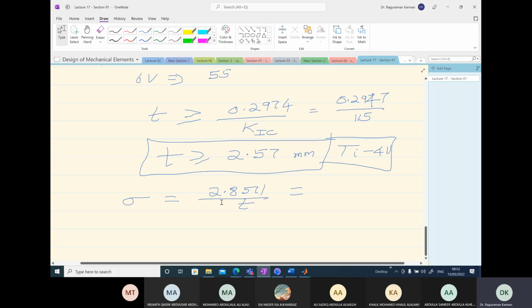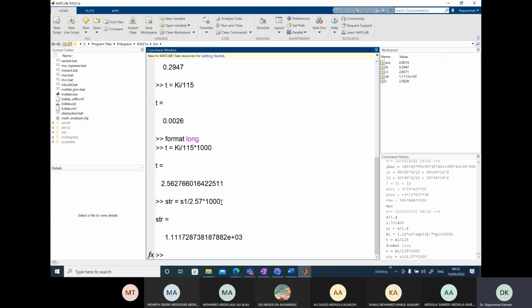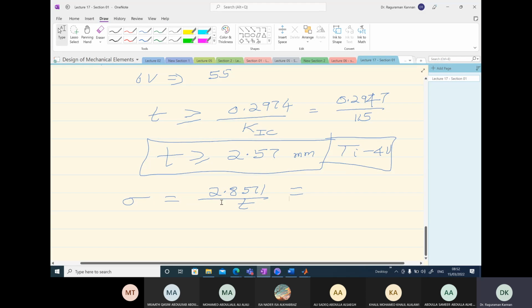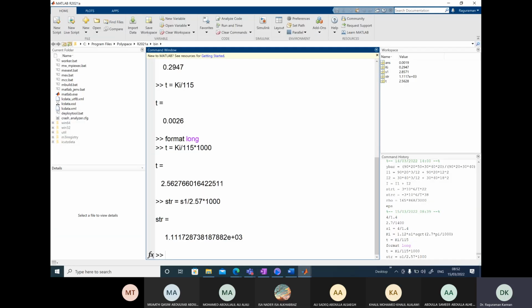We have pretty high value of stress. The sigma value for this thickness is 1111.7 megapascals. So let's check using the usual formula as well.